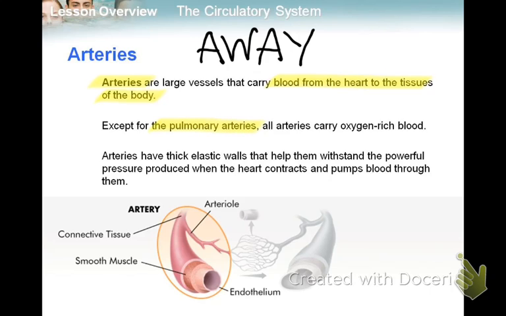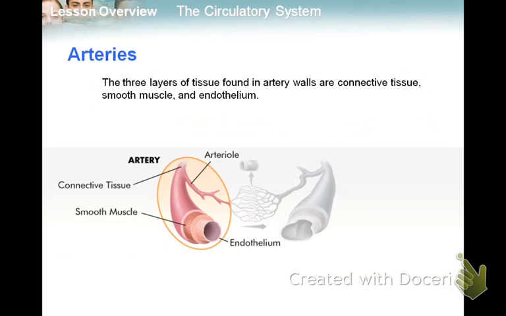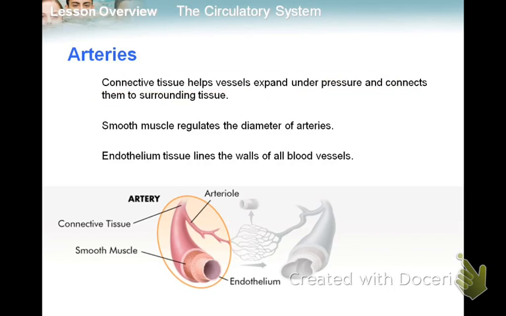The pulmonary arteries contain oxygen-poor blood, but every other artery contains oxygen-rich blood. Arteries have thick elastic walls that help them withstand the pressure produced when the heart contracts. The three layers of tissue are connective, smooth muscle, and endothelium, and each one has a specific job. Connective tissue helps the vessels expand under pressure. Smooth muscle regulates the diameter. And endothelium tissue lines the walls of all the blood vessels.